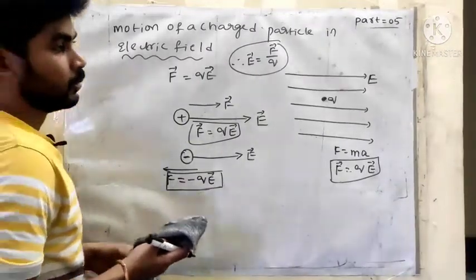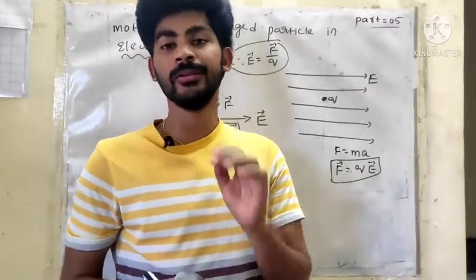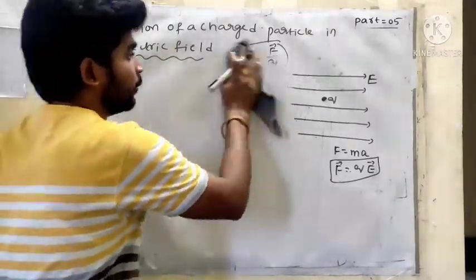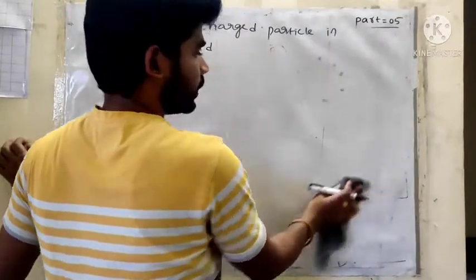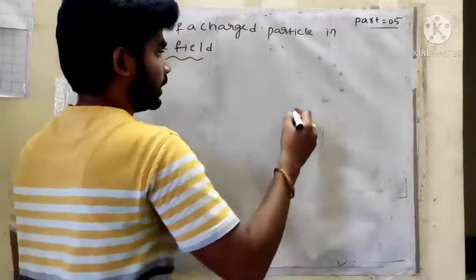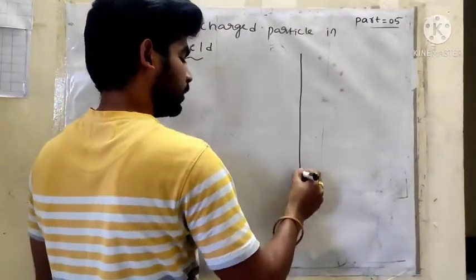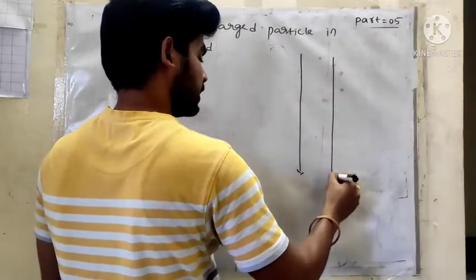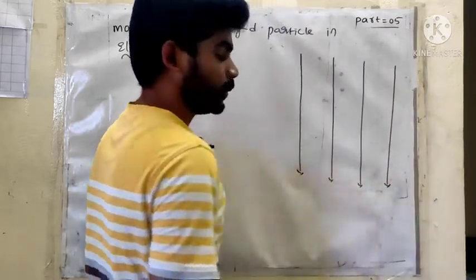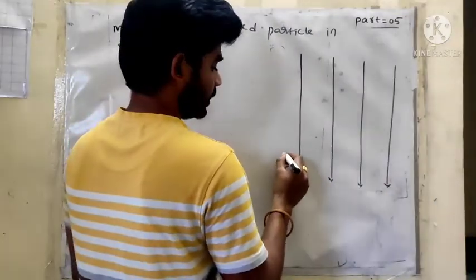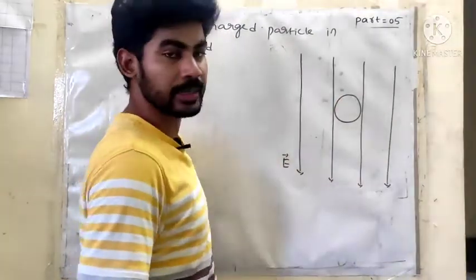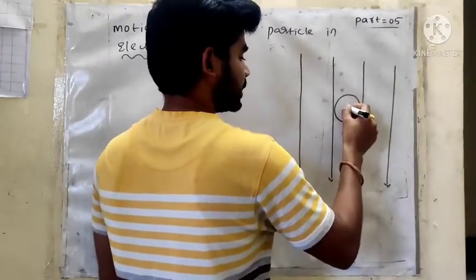Now we can discuss one more topic. Suppose a charged particle is freely falling. What happens in that case? Let us consider this is a uniform electric field. In this uniform electric field, one charged particle, positive or negative, is falling down.